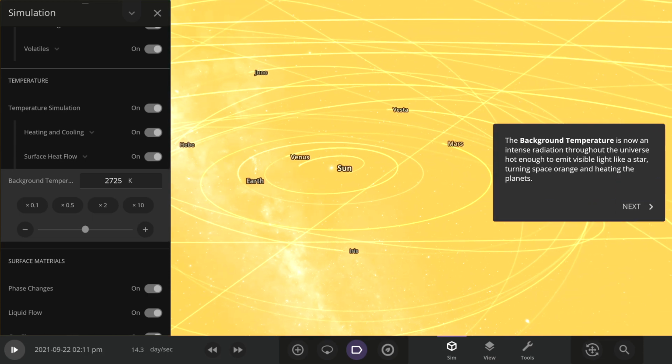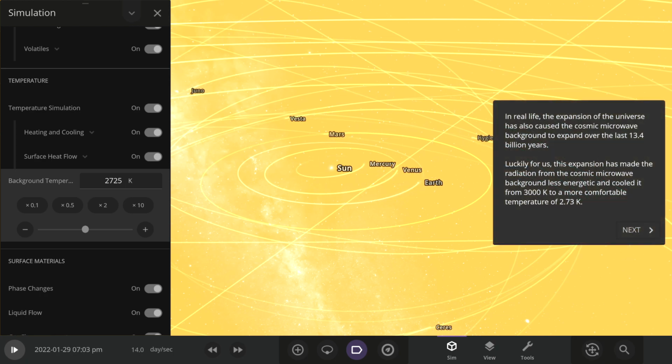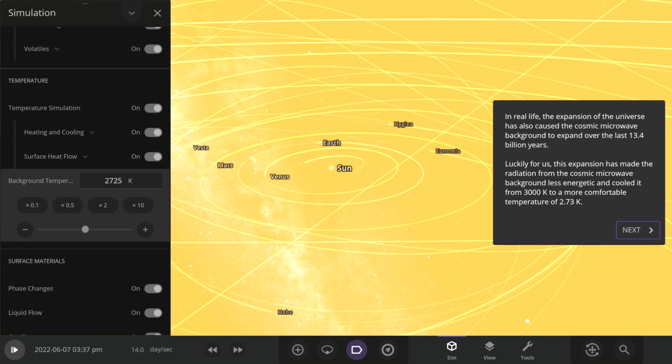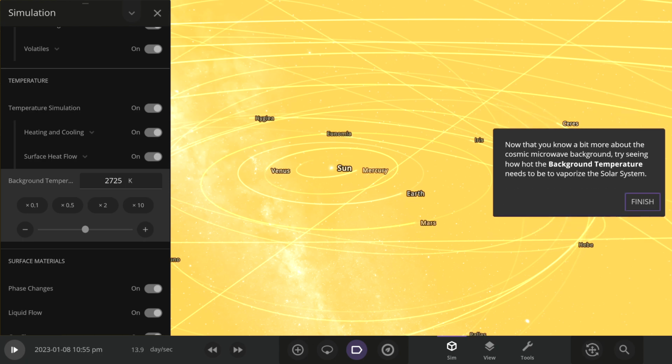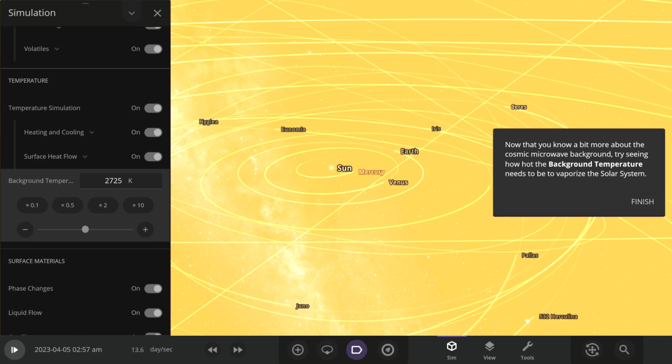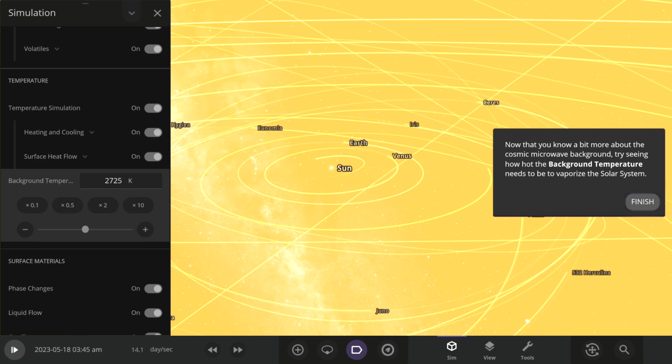The background temperature is now an intense radiation throughout the universe, hot enough to emit visible light like a star, turning space orange and heating the planets. In real life, the expansion of the universe has caused the cosmic microwave background to expand over the last 13.4 billion years. Luckily for us, this expansion has made the radiation from the cosmic microwave background less energetic and cooled it from 3,000 degrees Kelvin to a more comfortable temperature of 2.73 Kelvin. Now that you know a bit more about the cosmic microwave background, try seeing how hot the background temperature needs to be to vaporize the solar system.